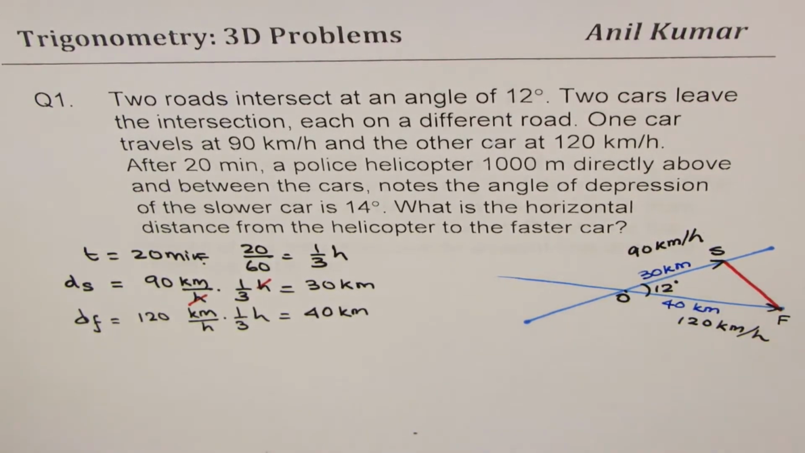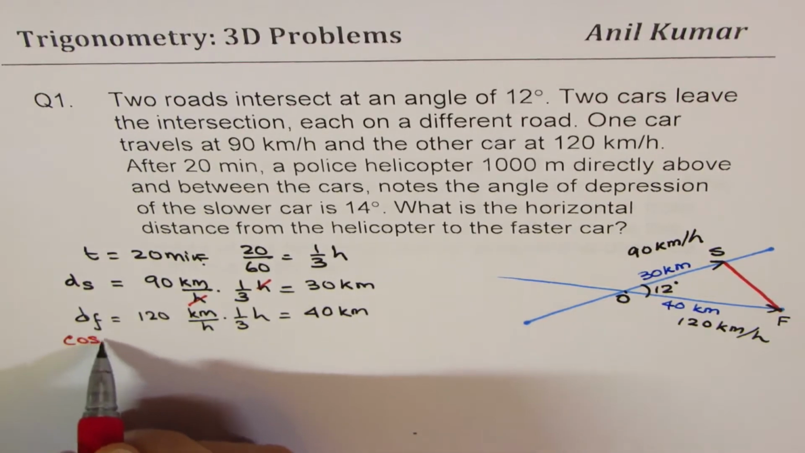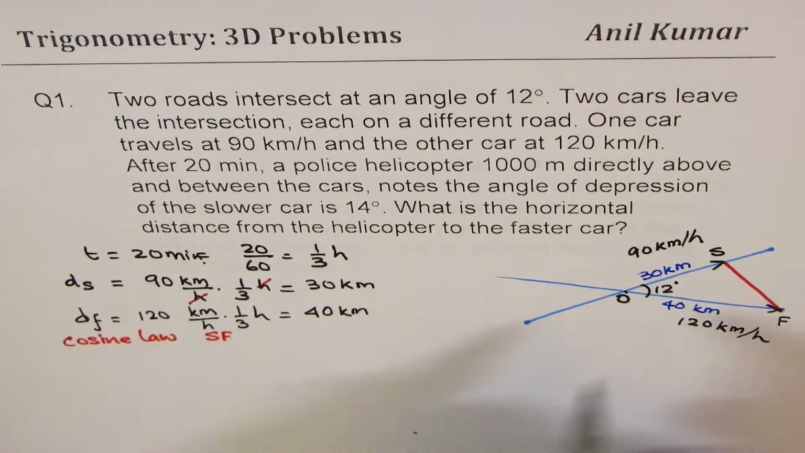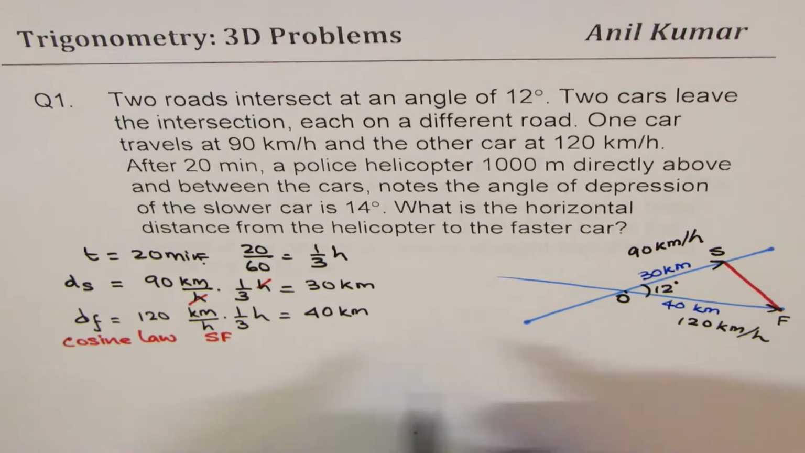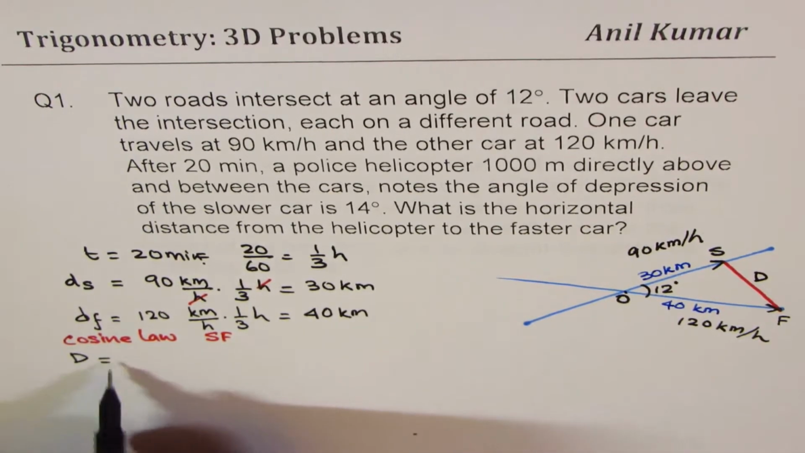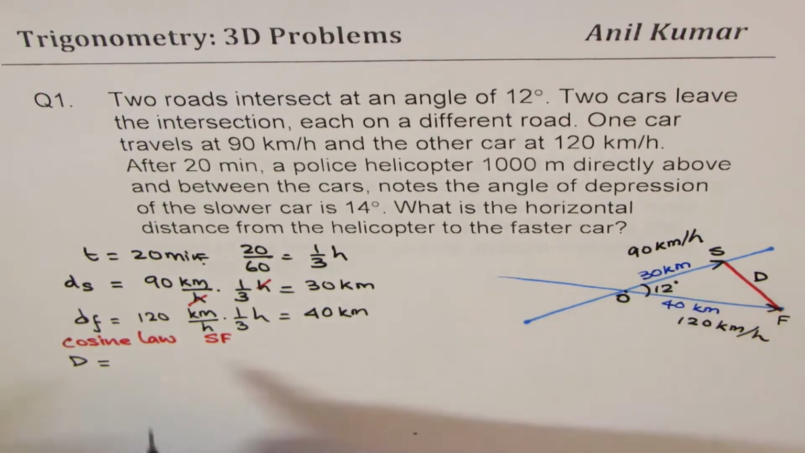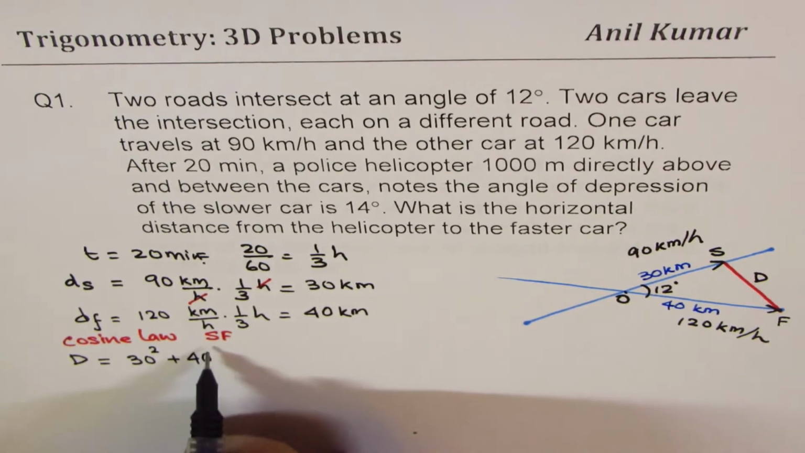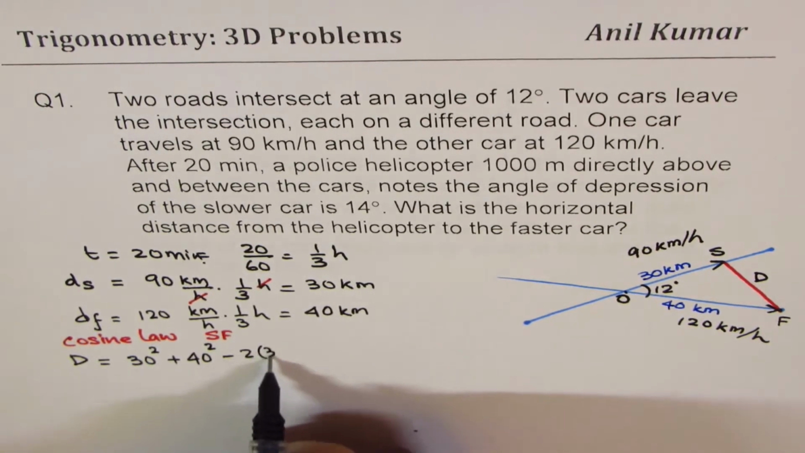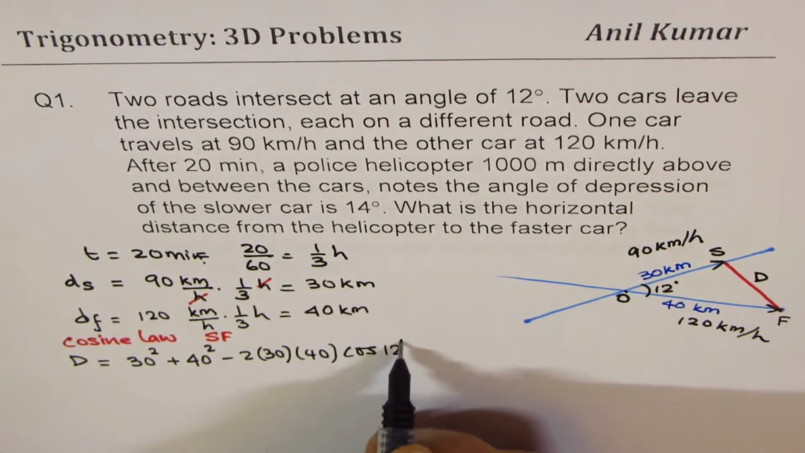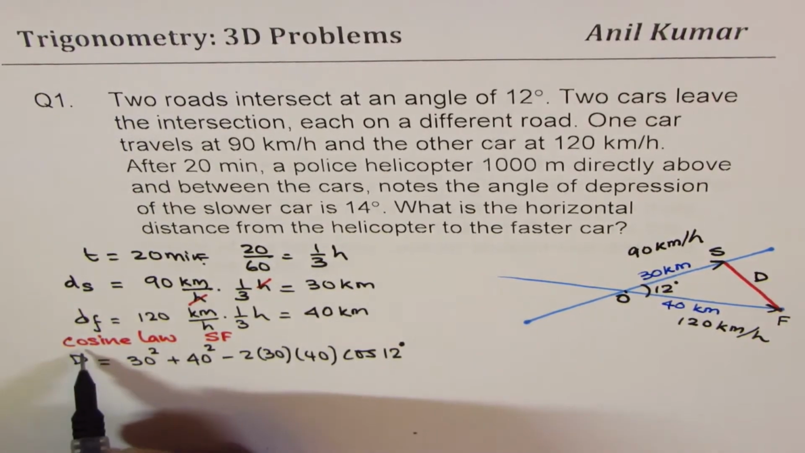We can actually apply the cosine law to find SF, the distance between these two cars. So this distance S to F, let's call this distance capital D, right? So the distance between the cars is, applying the cosine law, 30 square plus 40 square. I'm not writing the formula, you know it, right? Minus 2 times 30 times 40 times cos of the angle between them, which is 12 degrees. This is the square of the distance, right?